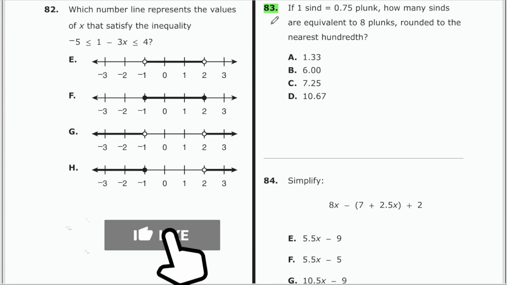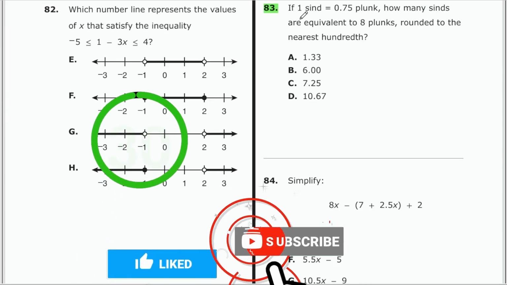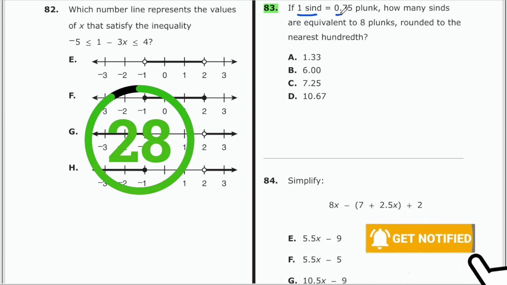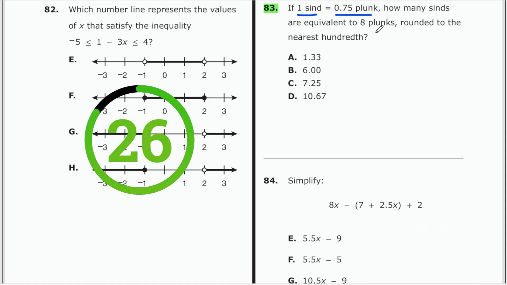So how can you do this problem in 30 seconds or less? If one sind is equal to 0.75 plunk, how many sinds are equivalent to 8 plunks?